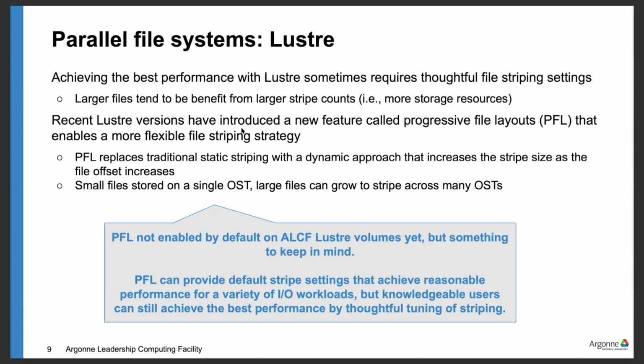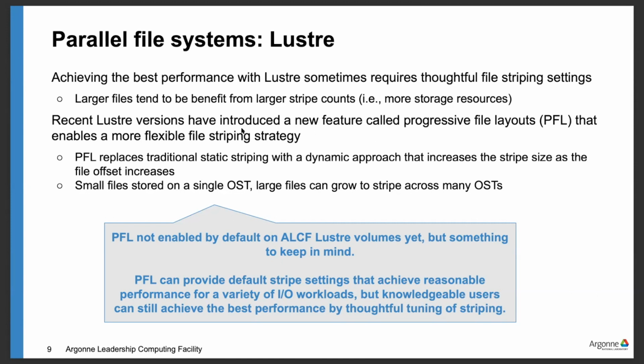What this does is allow smaller files to be striped across just one OST. But as you write more and more data to files, this progressive file layout will increasingly up the stripe width so that more and more storage resources are available. PFL is not enabled by default yet on ALCF systems, as far as I know, or at least not on the systems that we're looking at, but it is, again, something to keep in mind going forward.